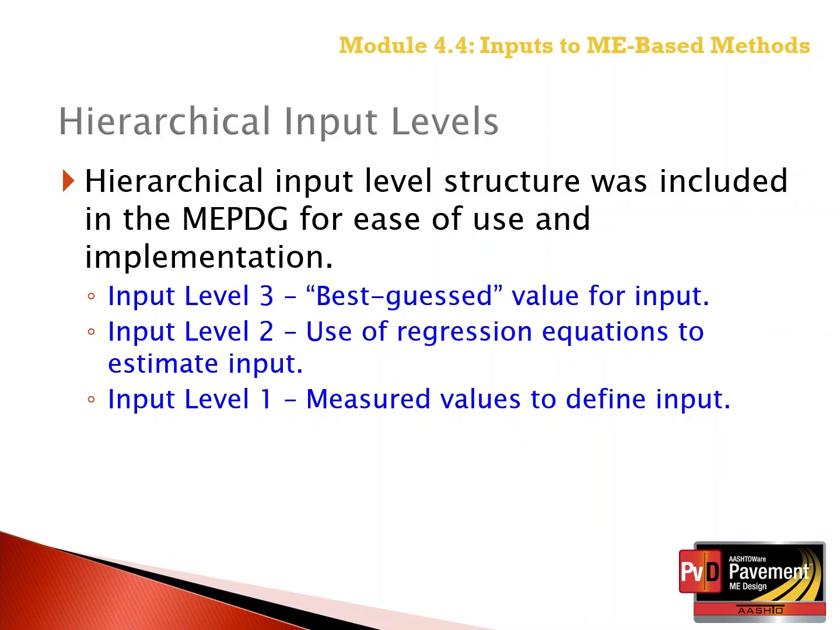So the input hierarchy: input level 3 is a best guessed value. Input level 2 is the use of regression equations to calculate the specific layer property from another surrogate type test. And input level 1 is measuring the layer property directly in the laboratory.